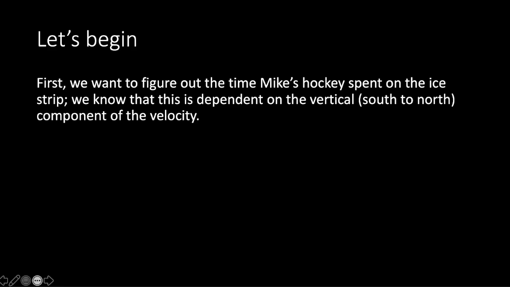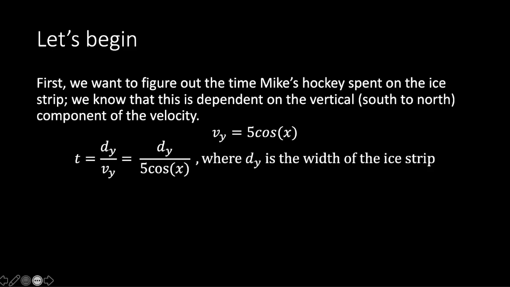This is dependent on the vertical component of the velocity, defined as south to north. Well, Vy equals 5 cosine x, with the definition of x in the diagram. Well, here's the time it spends on the ice.